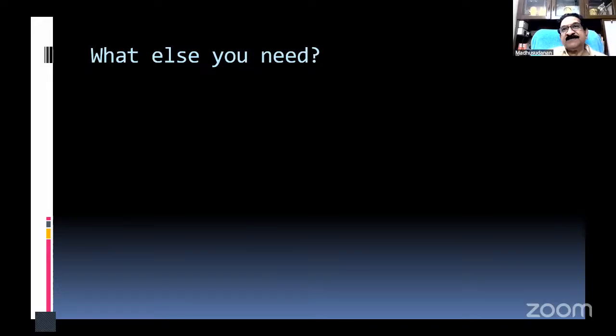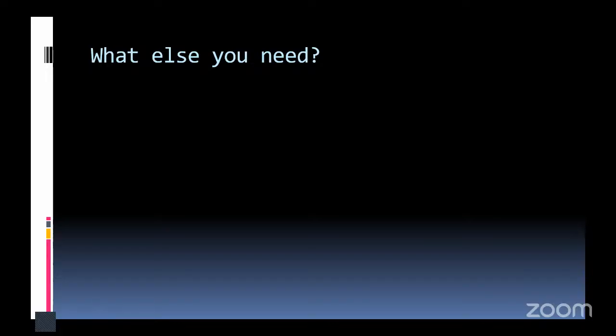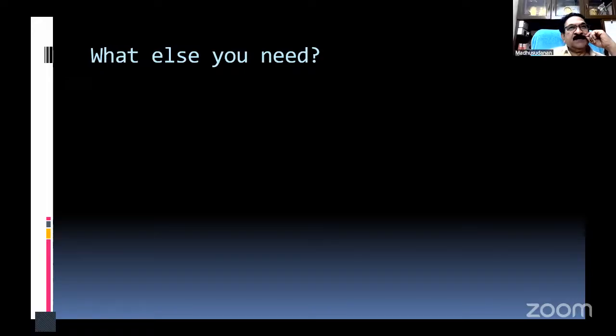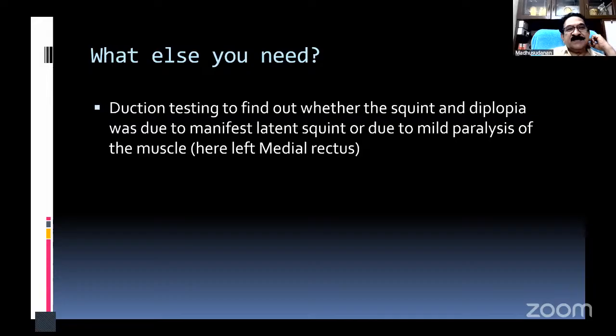One is a concomitant squint, the other is a paralytic squint, mild paralysis. Well, adduction testing: to find out whether squint diplopia is due to manifest or latent squint, or due to paralysis of the muscle. Here, the left medial rectus, correct?